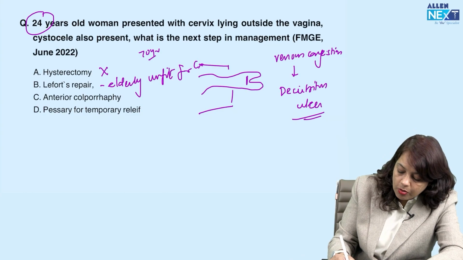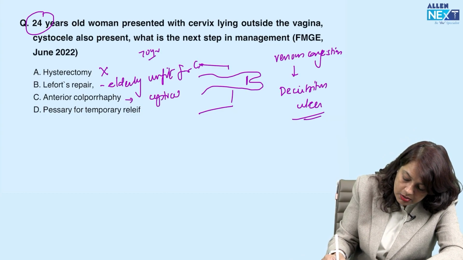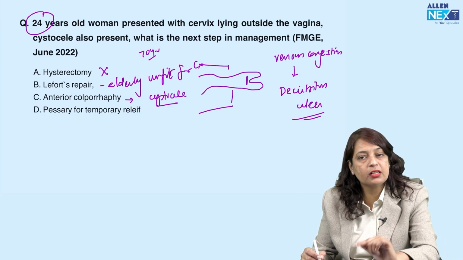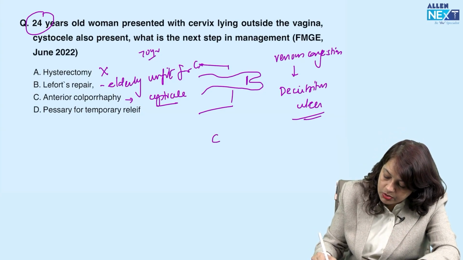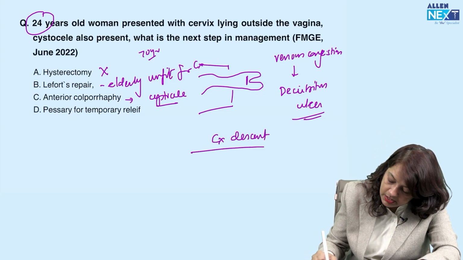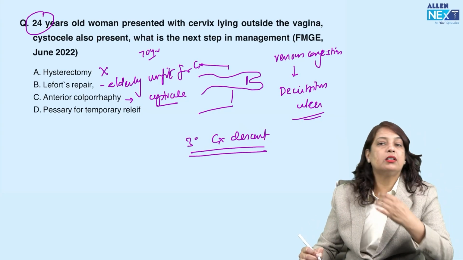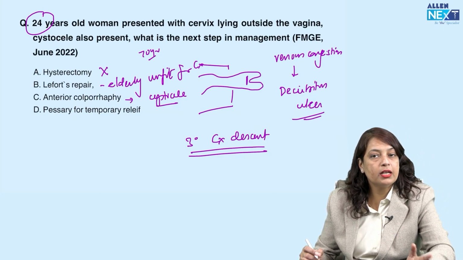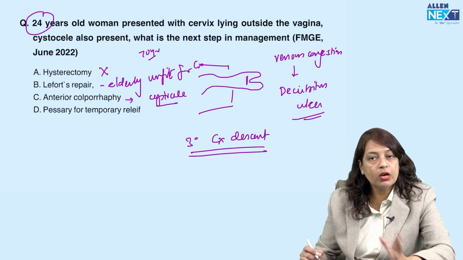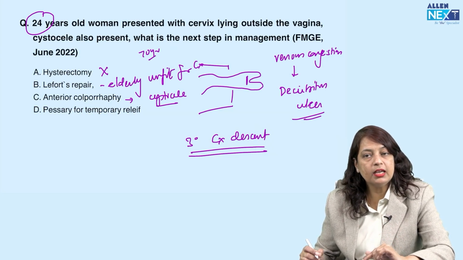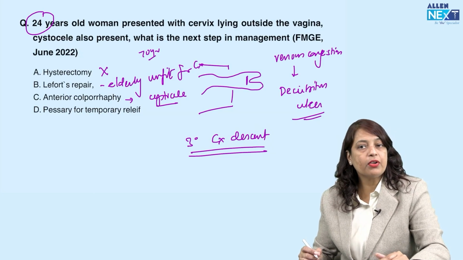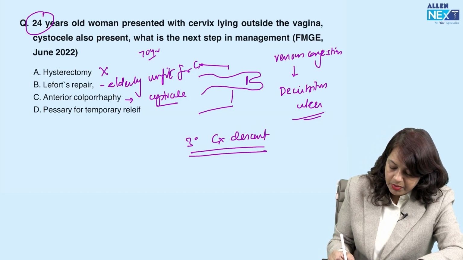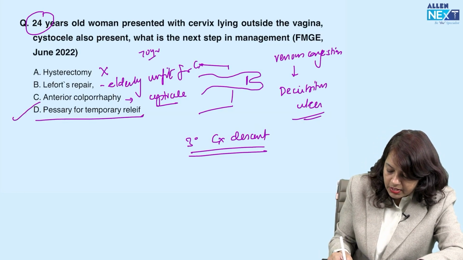Anterior colporrhaphy is a surgery done for cystocele. So in this case, cystocele is an associated finding with cervical descent. When cervix is lying outside, the term used is cervical descent, and this is a 3rd degree cervical descent. So doing anterior colporrhaphy is just going to treat the cystocele, but what about the cervical descent? In that case, I am going to give her a temporary relief and finally plan the surgery.